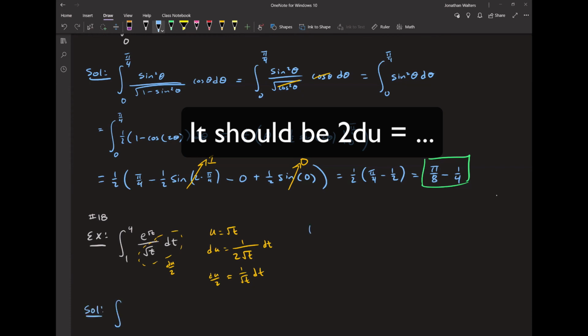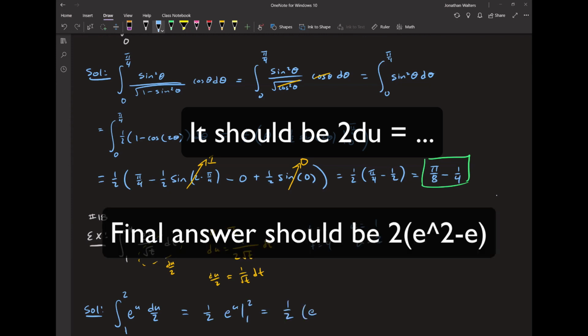So if t equals 1, u is equal to 1. And if t equals 4, u is equal to 2. If I run it through the square root function, that's how I get my bounds for u. So integral from 1 to 2, e to the u du over 2. So it's going to be 1/2 e to the u from 1 to 2, which is 1/2 (e squared minus e).